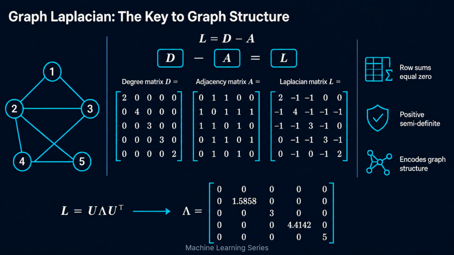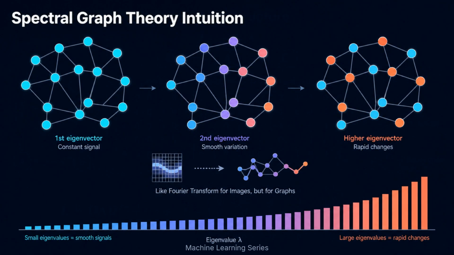Through eigenvalue decomposition, we can express L as U times lambda times U transpose, where U contains the eigenvectors and lambda contains eigenvalues. These eigenvectors form a basis for signals on the graph, analogous to Fourier basis functions for regular signals. Here's the beautiful intuition behind spectral graph theory.